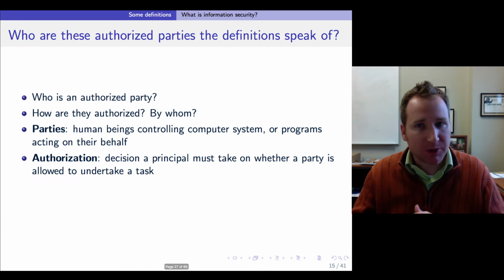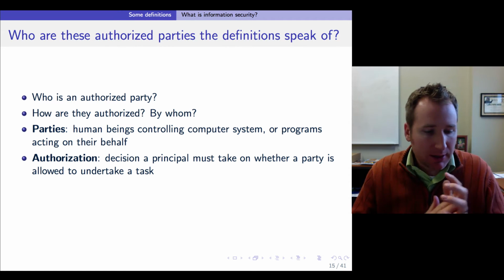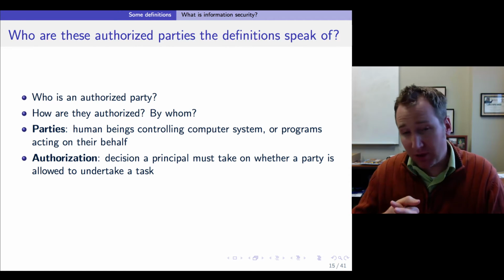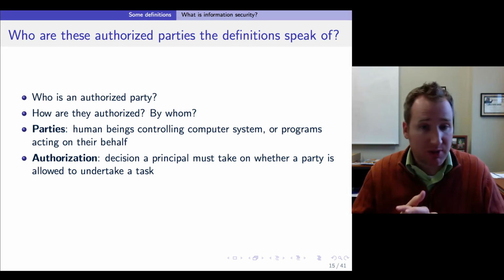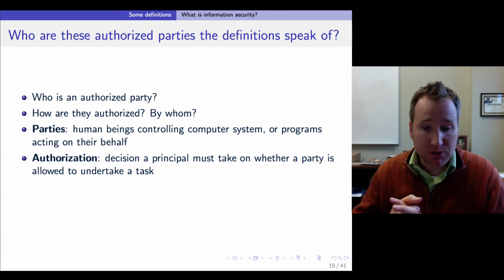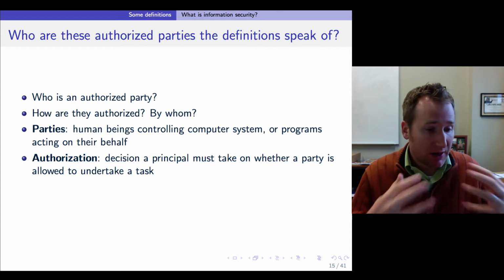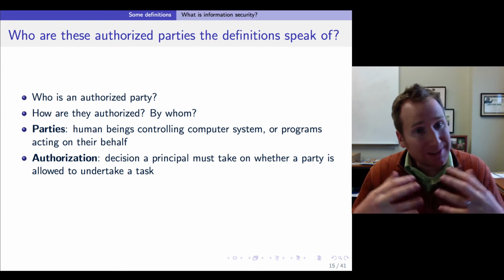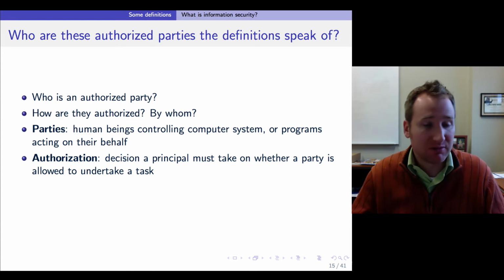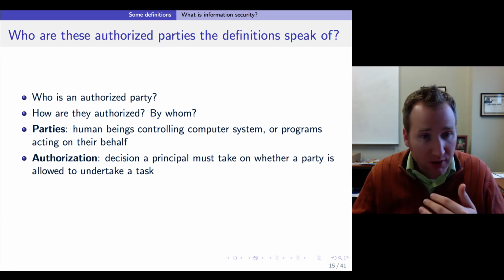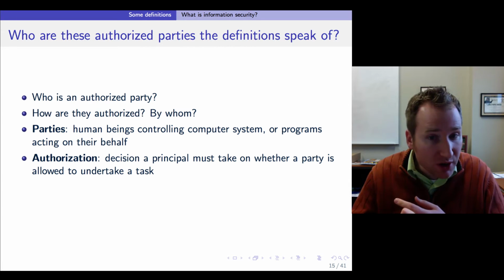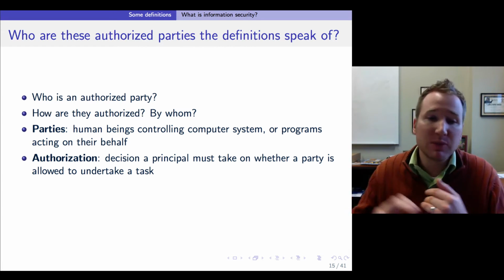All right. When we talked about availability, we said that authorized users need to be able to have access to the information. Well, who are these authorized parties we speak of? Who are they? How are they authorized? Who is authorizing them? So a couple of definitions.